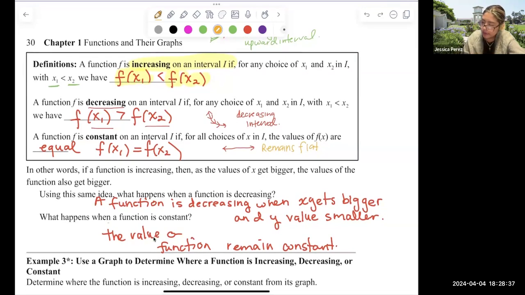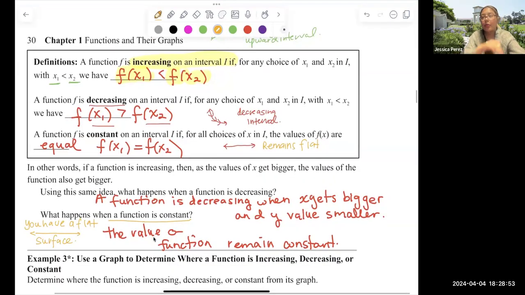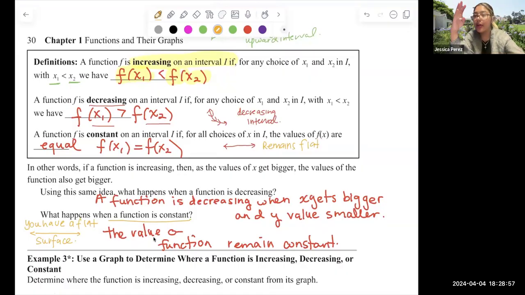So what happens when the function is constant? You have a flat surface. So there's no change. There's no change whatsoever. When you're constant, you're the same throughout the interval. So you're not bigger or smaller. You're not going down or going up. You're just staying flat. That's what this is saying.